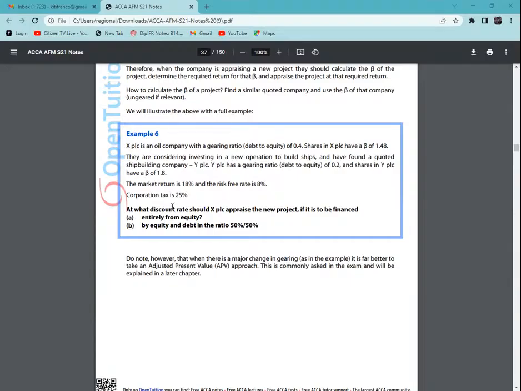Should I use 1.8, or should I use 1.48? Which one is the most relevant? We had tackled something like this in our last class, if you can remember. Which one is the most relevant?